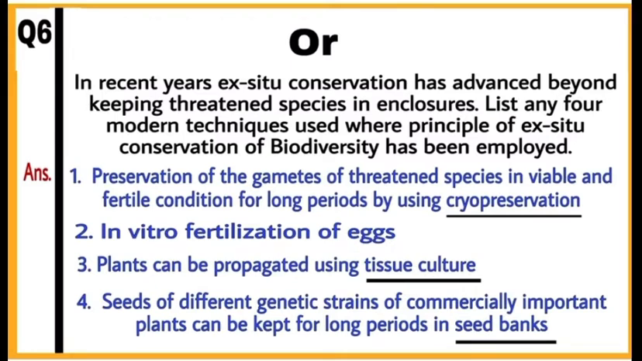These are number 1, preservation of the gametes of threatened species in a viable and fertile condition for long periods by using a method called cryopreservation. Second, by in vitro fertilization of eggs. Third, plants can be propagated by using a technique called tissue culture. And fourth, seeds of different genetic strains of commercially important plants can be kept for long periods in seed banks.